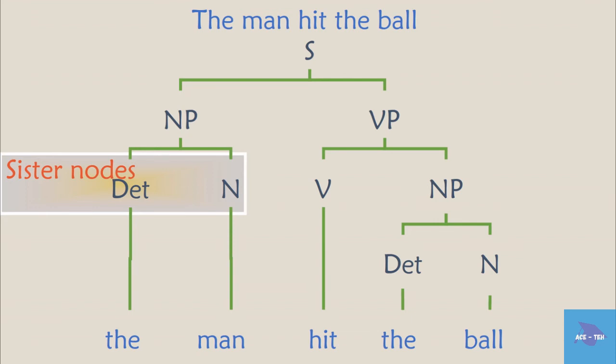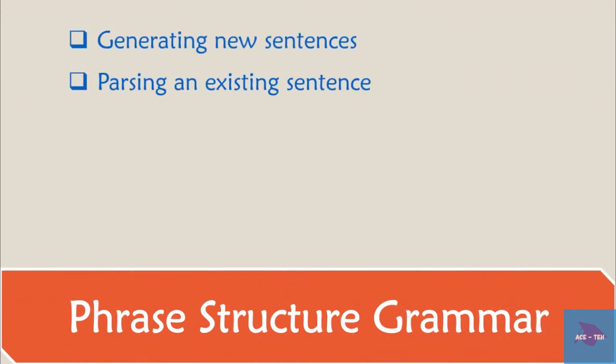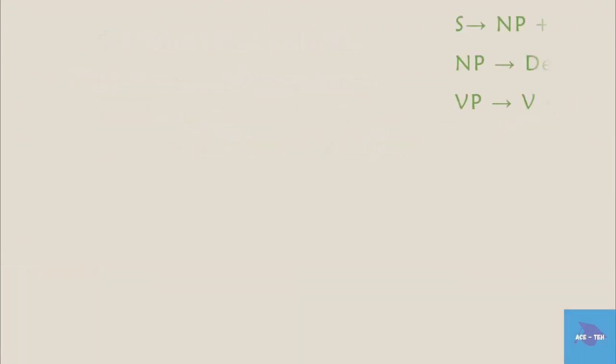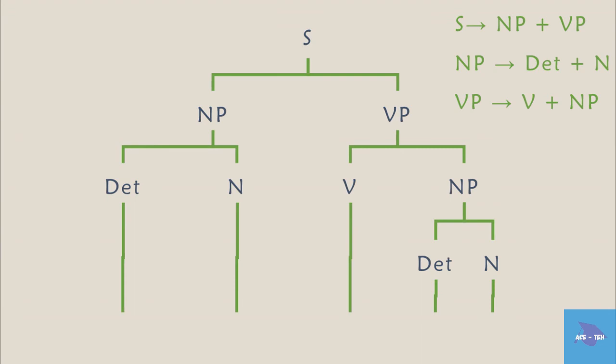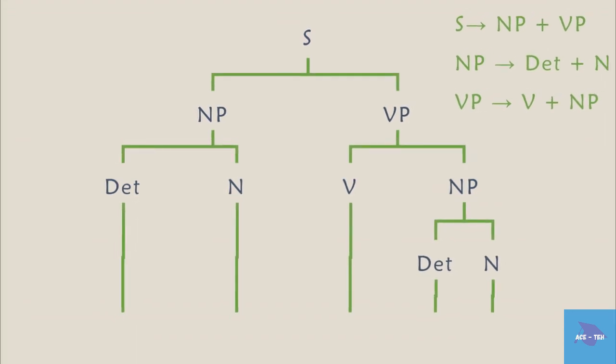Phrase structure grammar can be used for generating new sentences or for parsing an existing sentence. Parsing means to resolve into its component parts and describe their syntactic roles. Let's take a simple phrase structure rule and create a new sentence using words from our vocabulary. We'll draw this in a tree diagram as this. Sentence, noun phrase and verb phrase. Noun phrase consists of determiner and noun, and verb phrase consists of verb and noun phrase. And again we have the noun phrase which is divided. You always start a rule with the S and you stop when all the individual elements are listed.